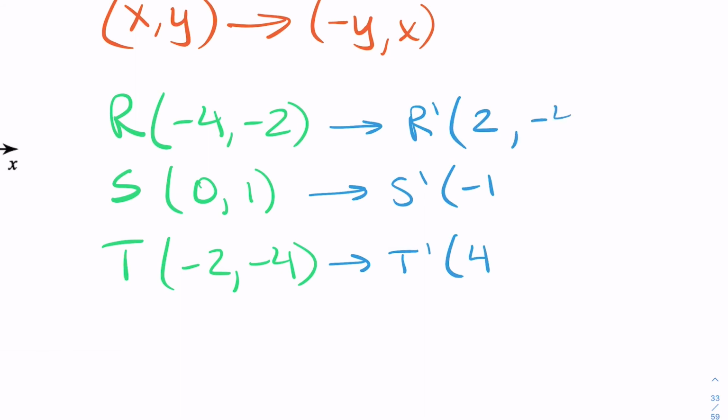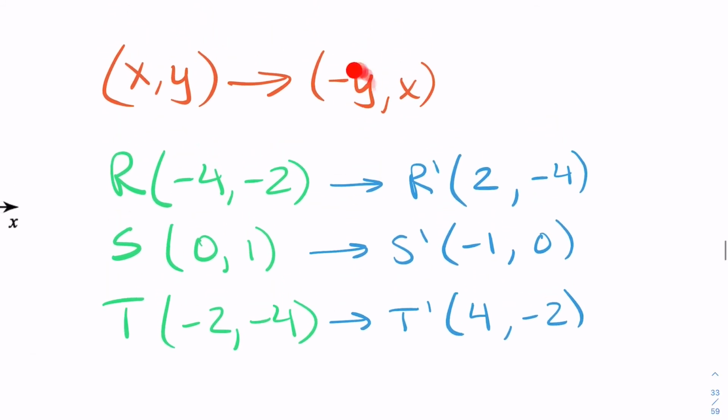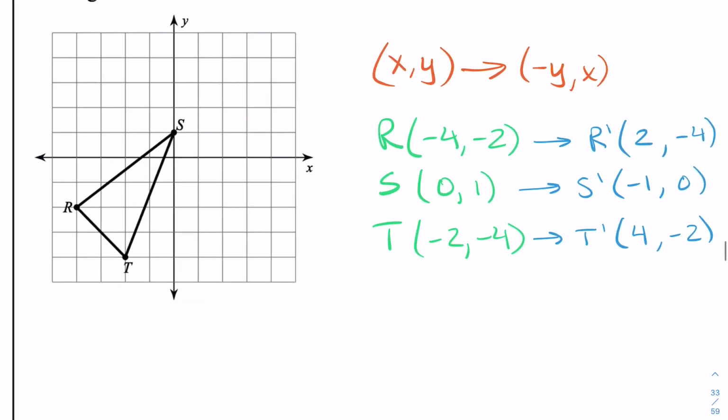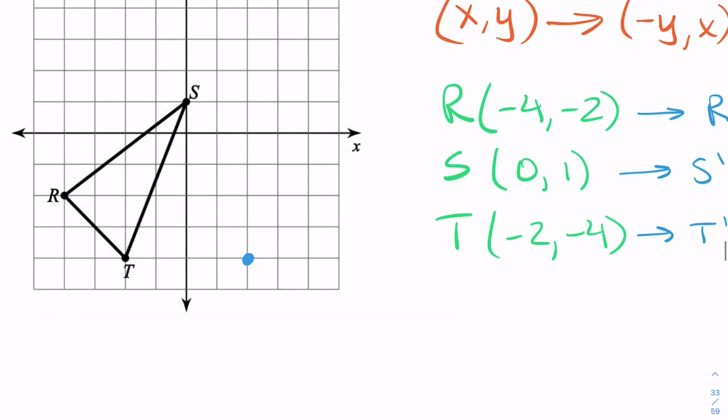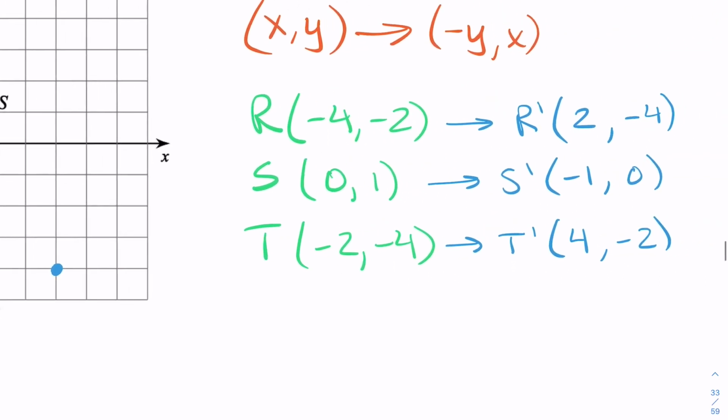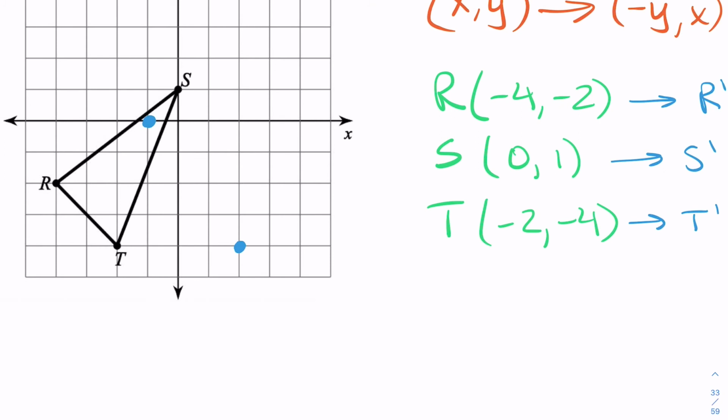And all I do is rewrite my x's here, so I don't change them at all. I'm switching x and y and just making the y's opposite right here. The x is just going here, and y is going here, but becoming opposite. And so now 2, negative 4 is here. S is negative 1, 0, so S goes here, and T is at 4, negative 2, which is right here. So this does look kind of weird, but it truly is a rotation.